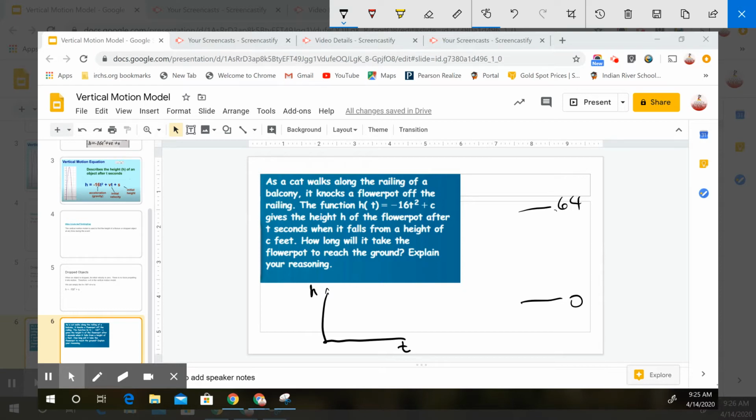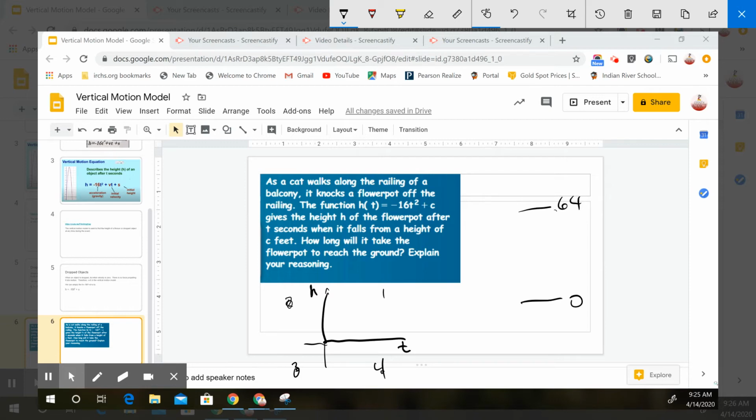And this will all occur in the first quadrant. Remember, this is 4 quadrants. This is quadrant 1, quadrant 2, quadrant 3, quadrant 4. It only happens in quadrant 1 because that's where both time and height are positive. There's no such thing as a negative height and there's no such thing as negative time. So we're going to consider everything in the first quadrant.